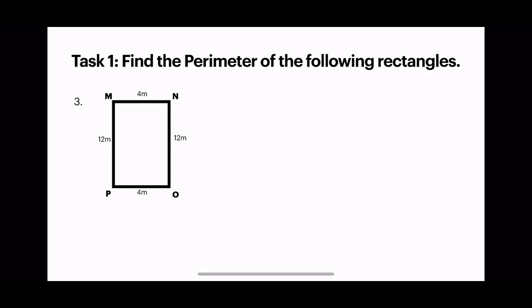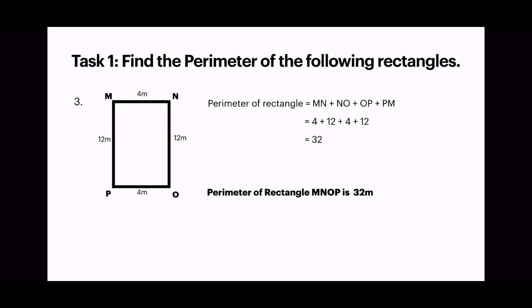Task 1. Find the perimeter of the following rectangles. Now looking at the third sum, we have a rectangle MNOP where the sides are given to be MN is equal to 4 meters, NO is equal to 12 meters. So the perimeter of the rectangle is MN plus NO plus OP plus PM, which is 4 plus 12 plus 4 plus 12, which is 32 meters. So the perimeter of the rectangle MNOP is 32 meters.